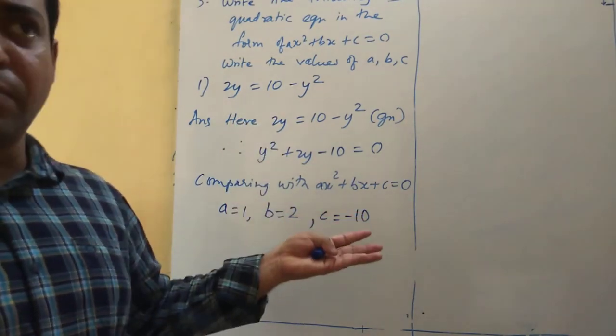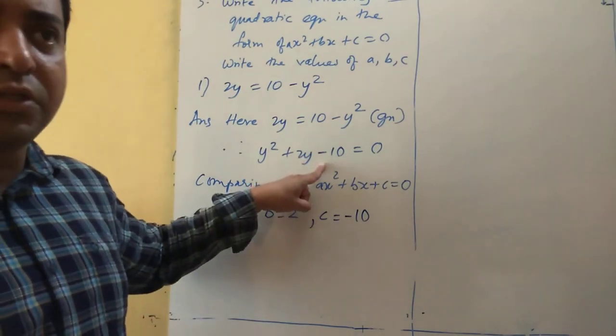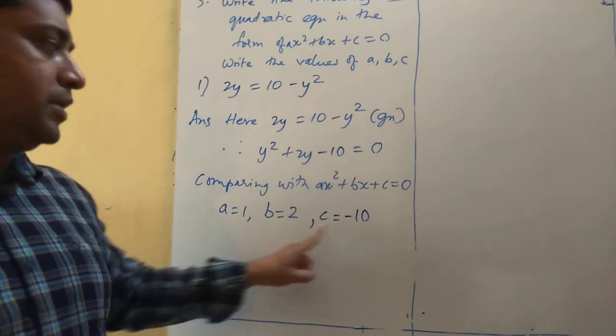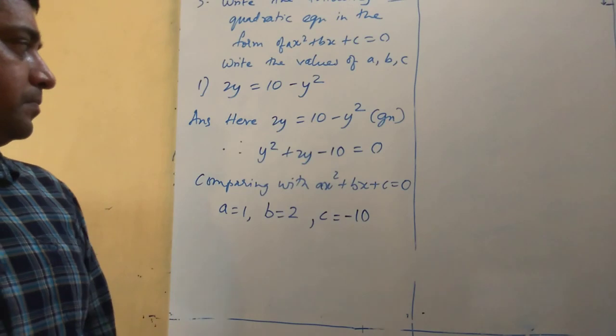Okay. 2 marks sum maybe. Sometime it comes for 1 mark also. 1 mark for arranging the equation and 1 mark for writing the coefficient. That is A, B, C, whatever. Is it clear? So this is your final answer.